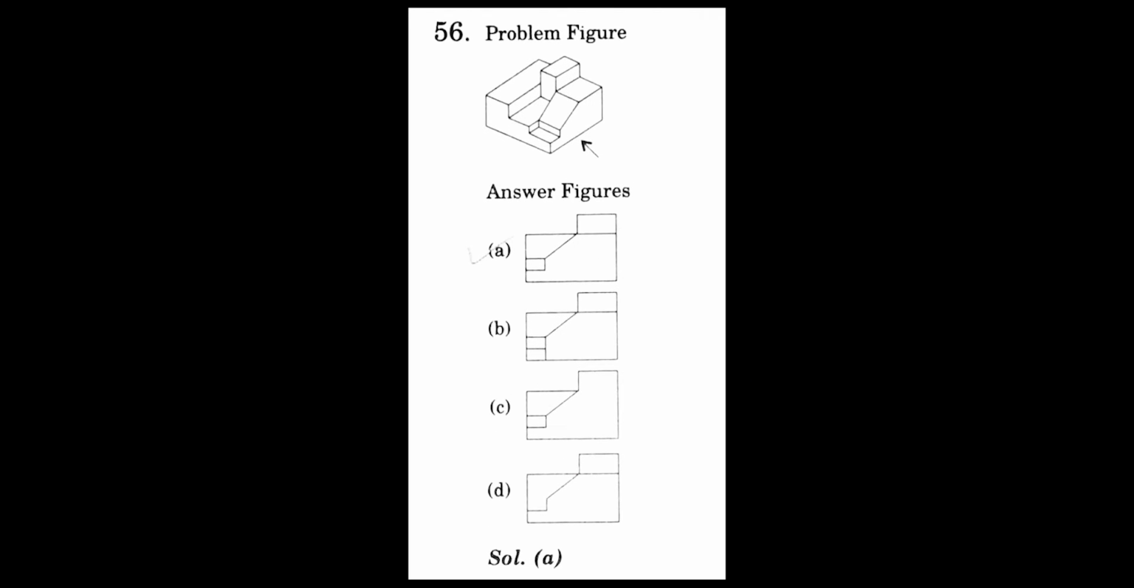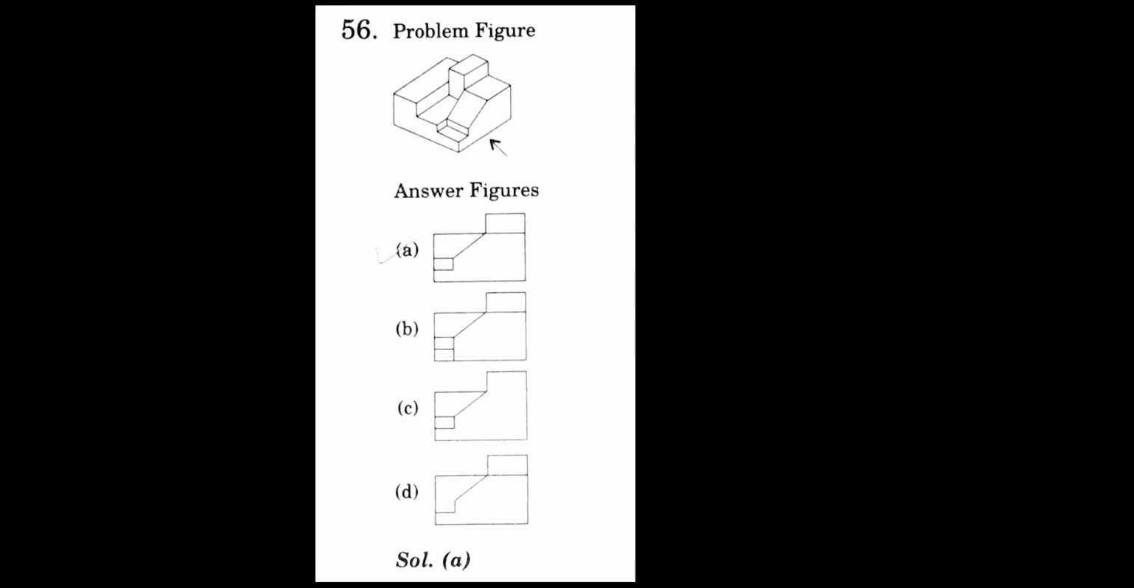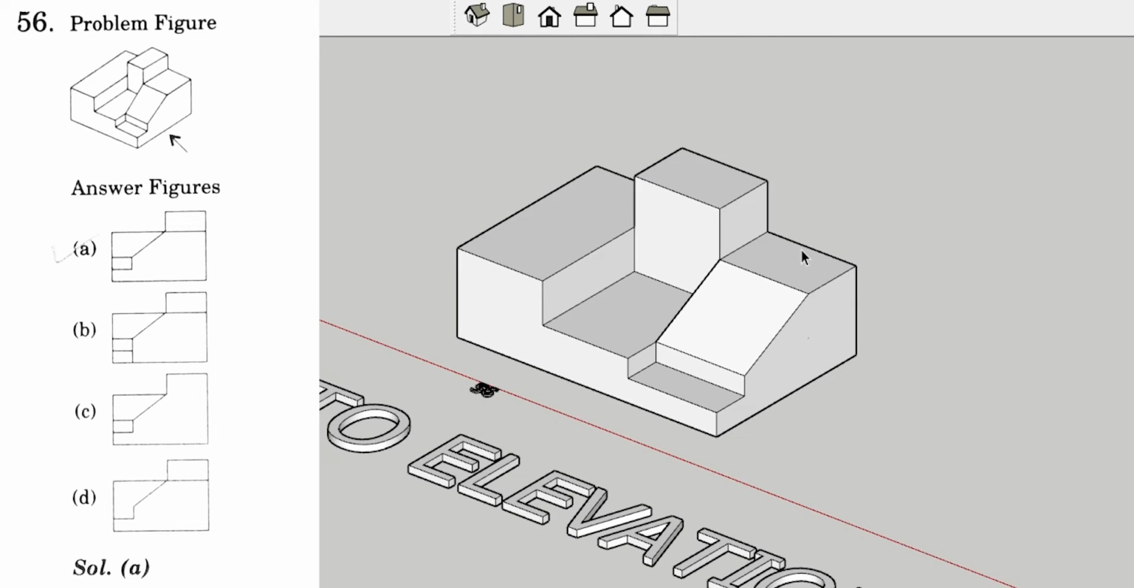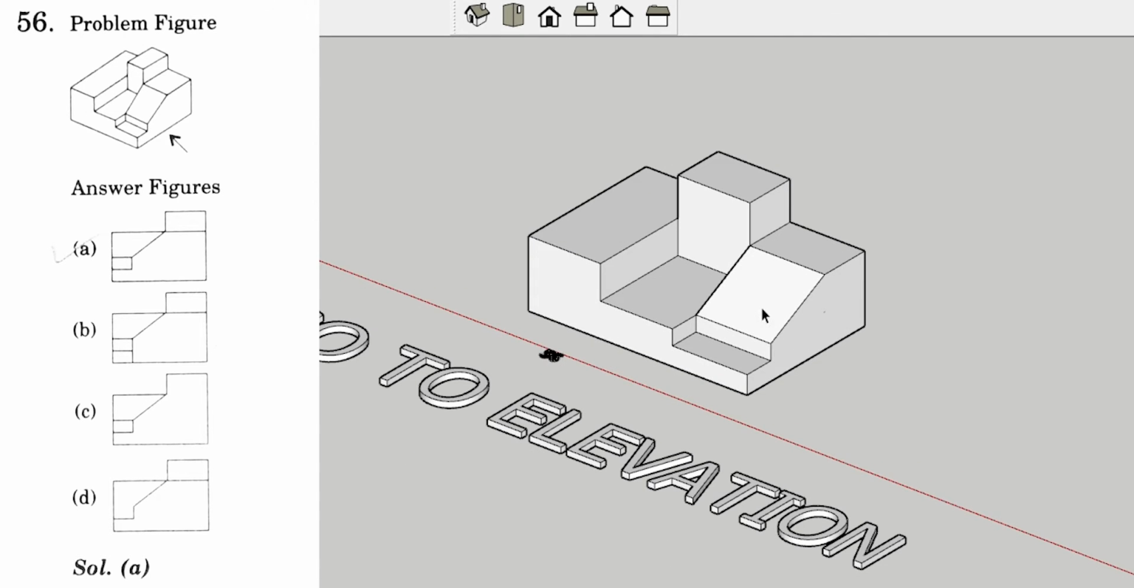So this is the first question that we are going to solve. In this question, an ISO will be given and the arrow will be given and 4 options will be given to see the elevation from the direction that is shown in the arrow. So now we will jump over to this model and find the elevation of it.